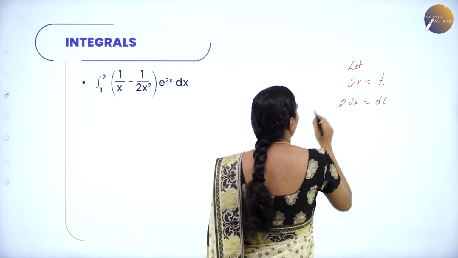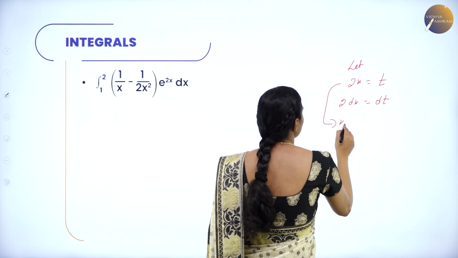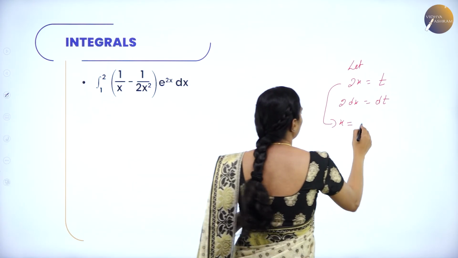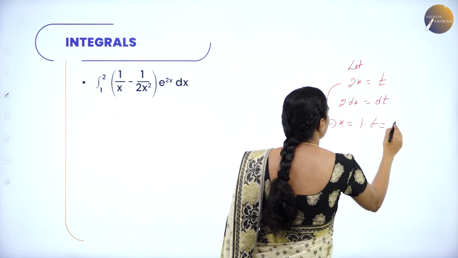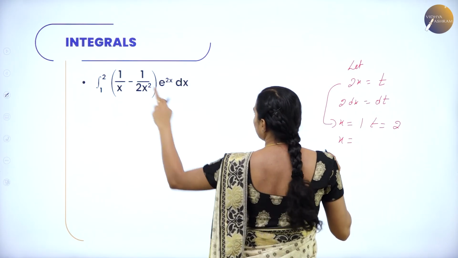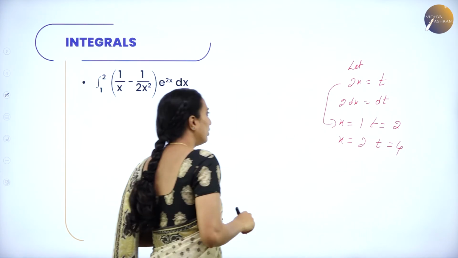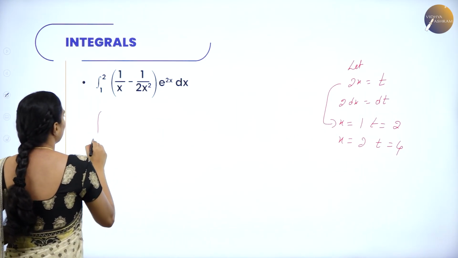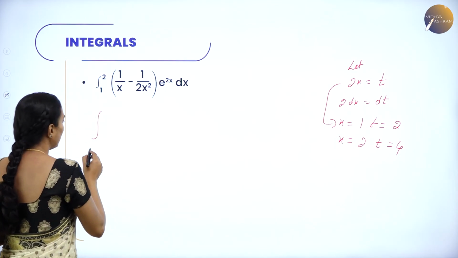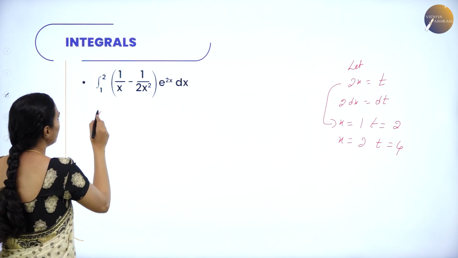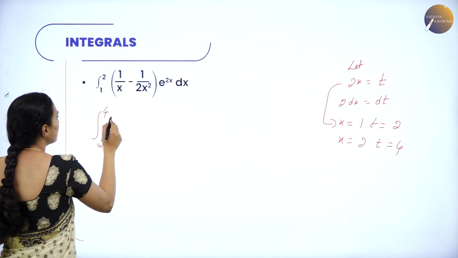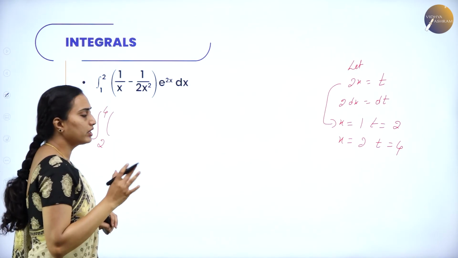Now you can do the substitution. When x is equal to 1, t will be 2 into 1, which is 2. When x is equal to 2, 2 into 2 is nothing but t is equal to 4. Now you can change the limit there. When x is equal to 1, t is equal to 2. When x is equal to 2, t is equal to 4.